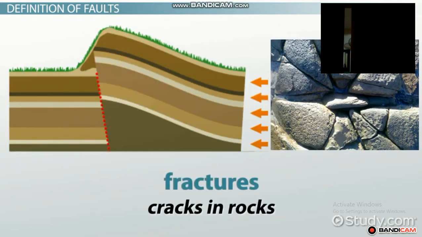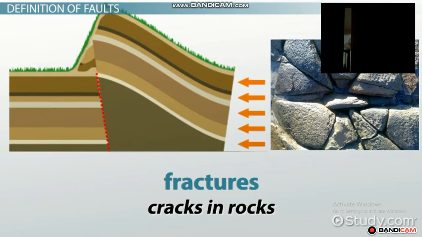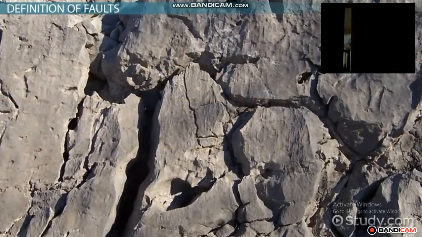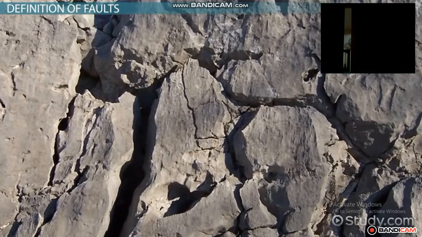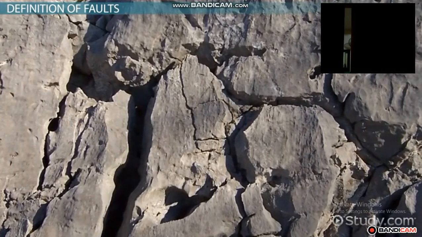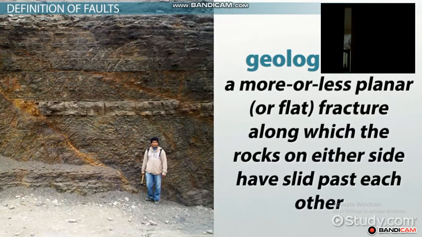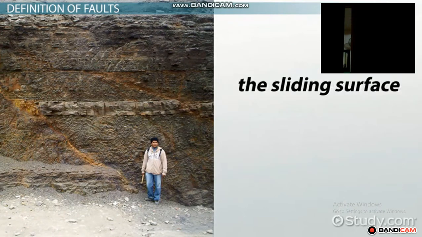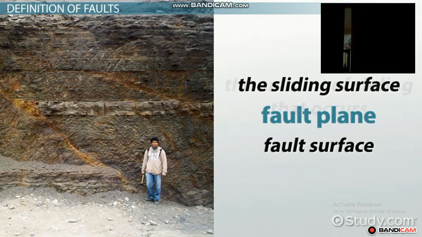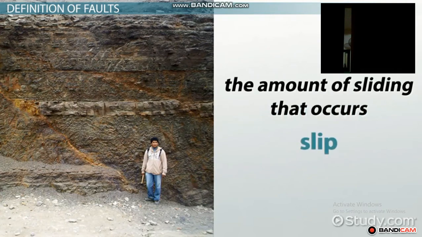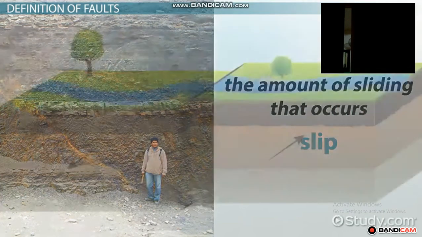Geologists call cracks in rocks fractures. Once fracturing occurs, application of additional force can cause the rocks on either side of a break to slide. A geologic fault is a more or less planar or flat fracture along which the rocks on either side have slid past each other. The sliding surface is also known as the fault plane or the fault surface. The amount of sliding that occurs is known as the slip.